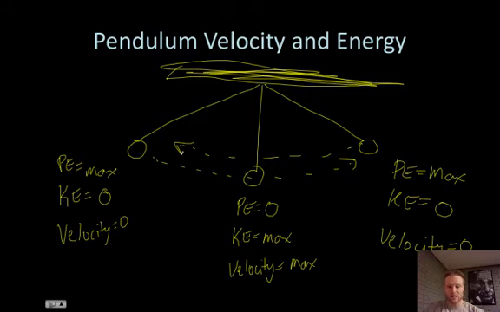As it's swinging down, it's losing potential energy but gaining kinetic, and then as it starts to swing up, it loses kinetic but gains potential. And so spend some time thinking about that, looking at that picture, and I think it'll make sense to you if you do that, because it'll make the problems a lot easier to solve.